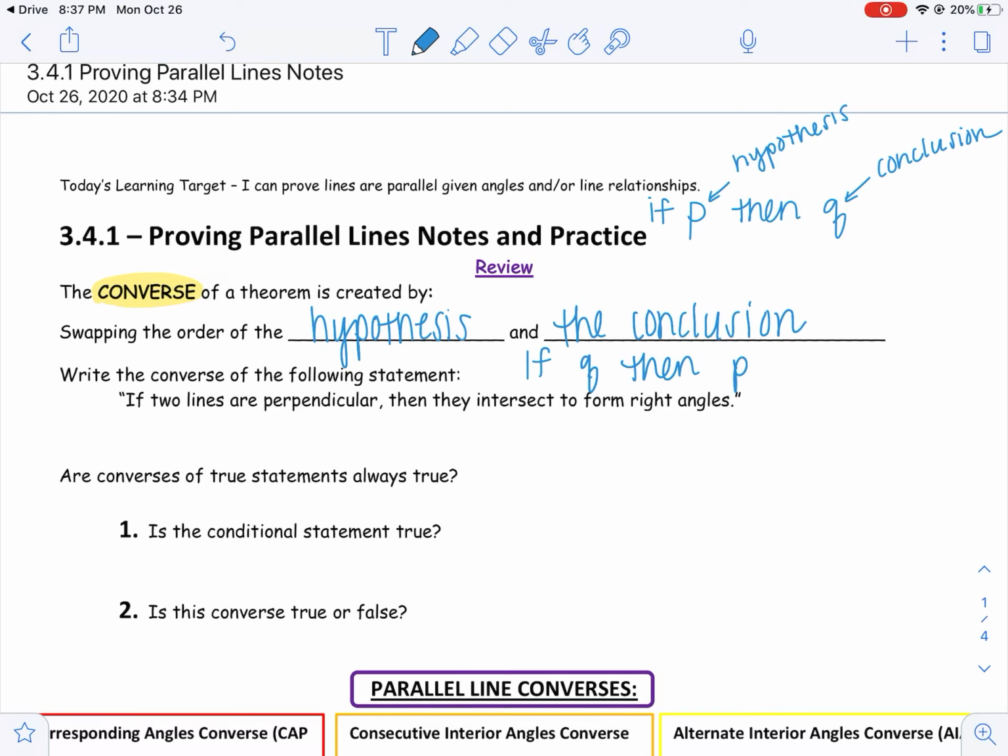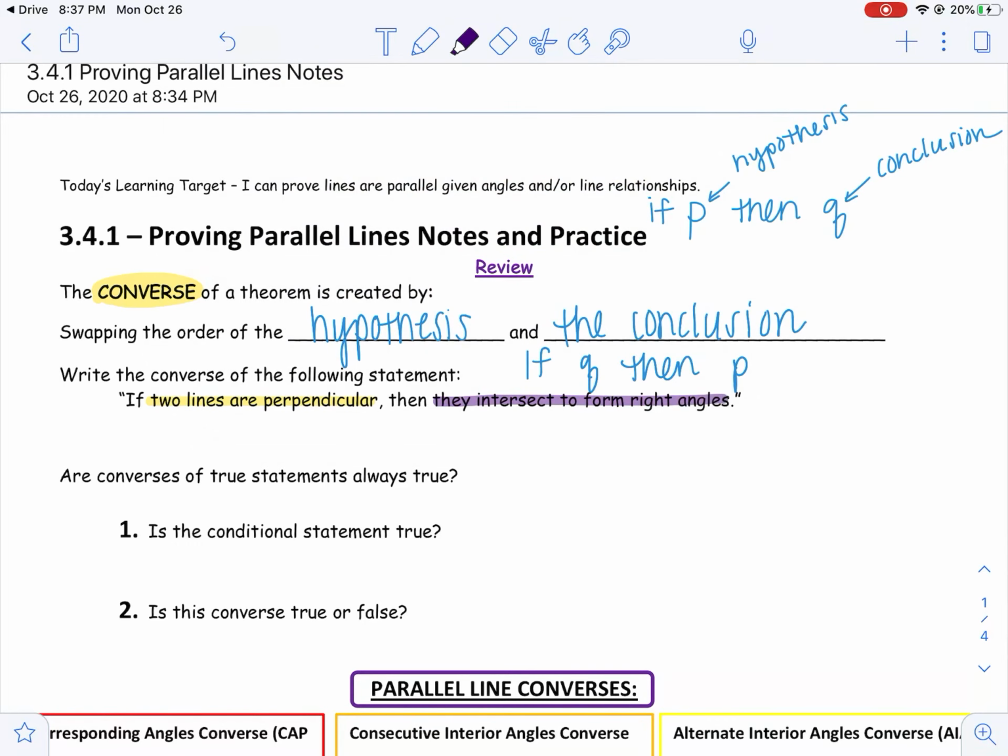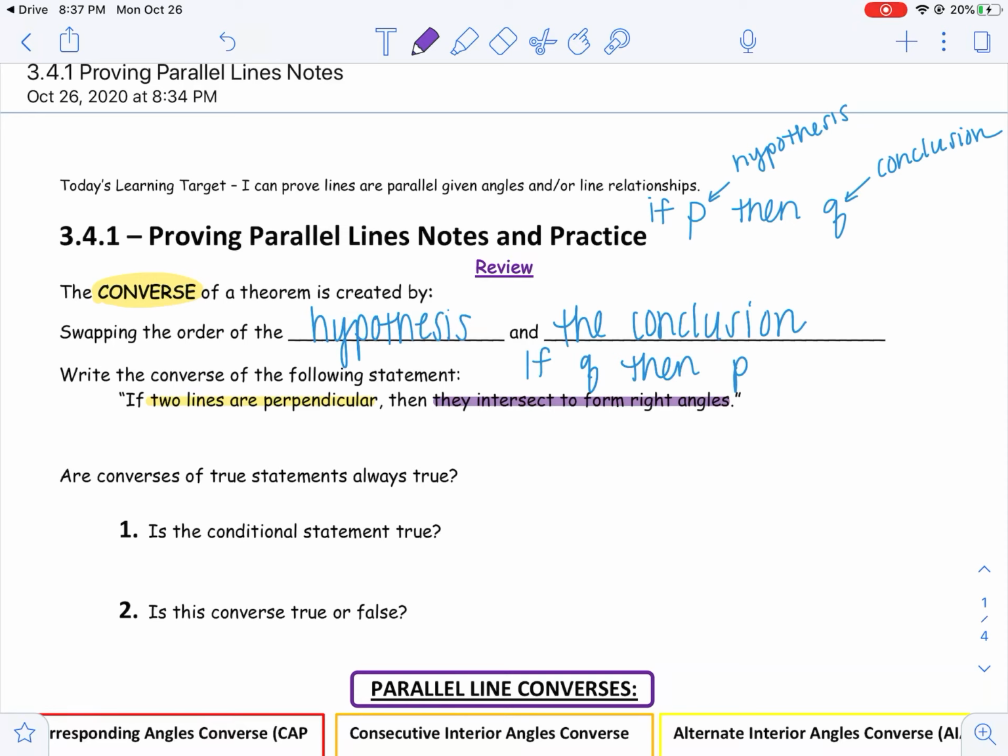Okay, so we're going to write the converse of the following statement. If two lines are perpendicular, then they intersect to form right angles. Okay, so let's write this converse. If, and so we're now looking at the purple portion, the old conclusion becomes our new hypothesis.